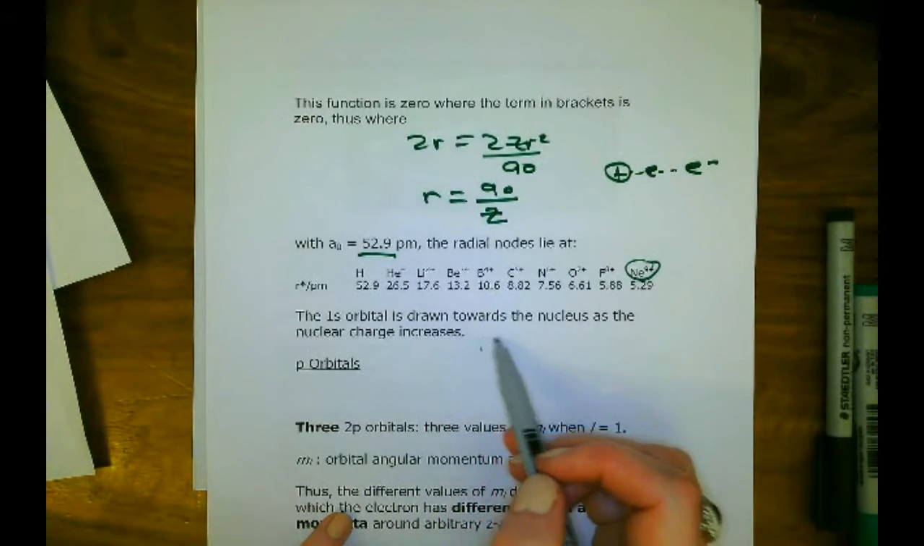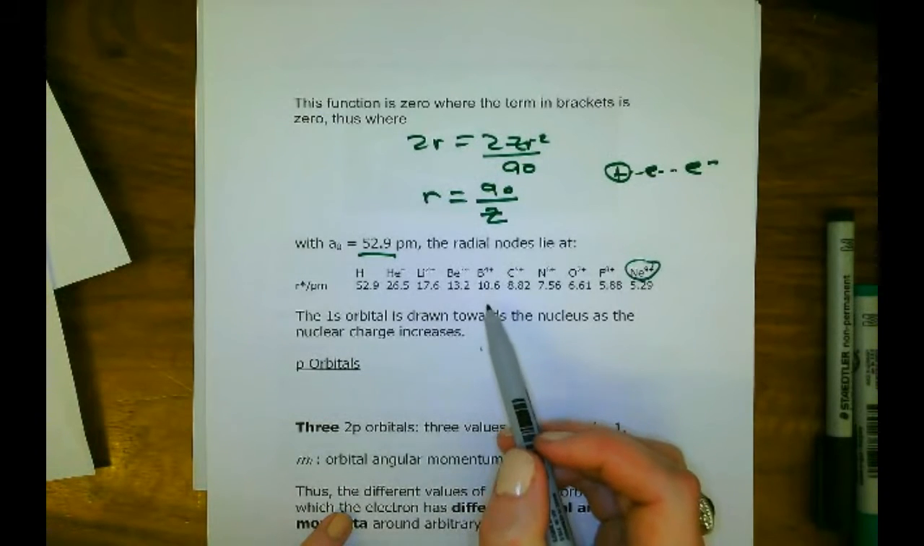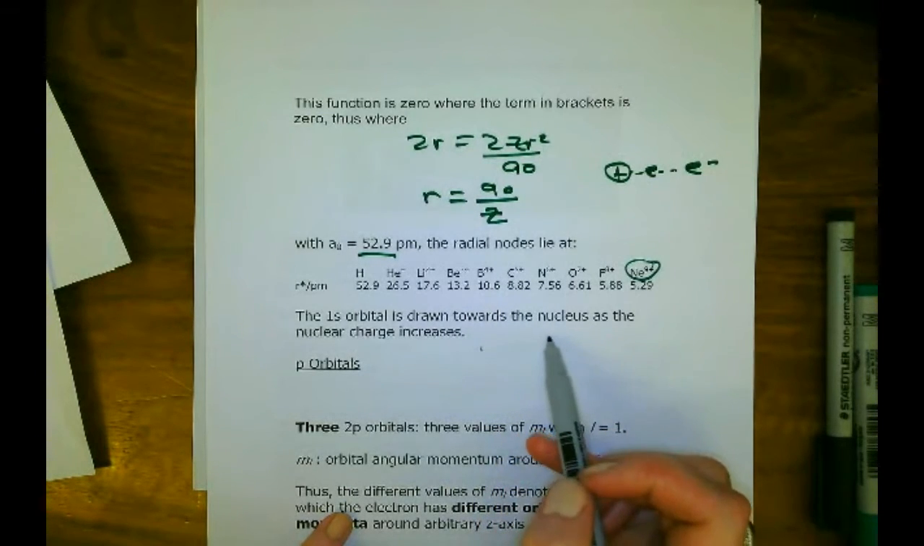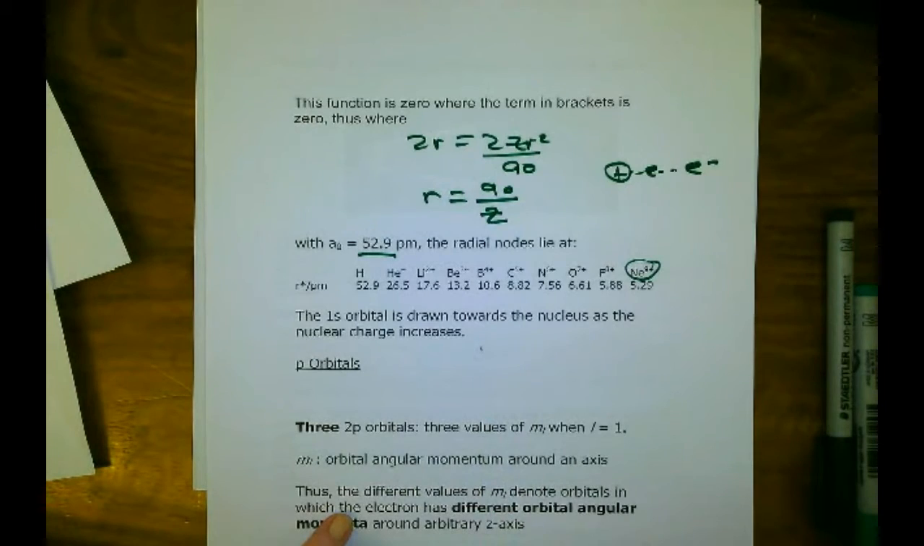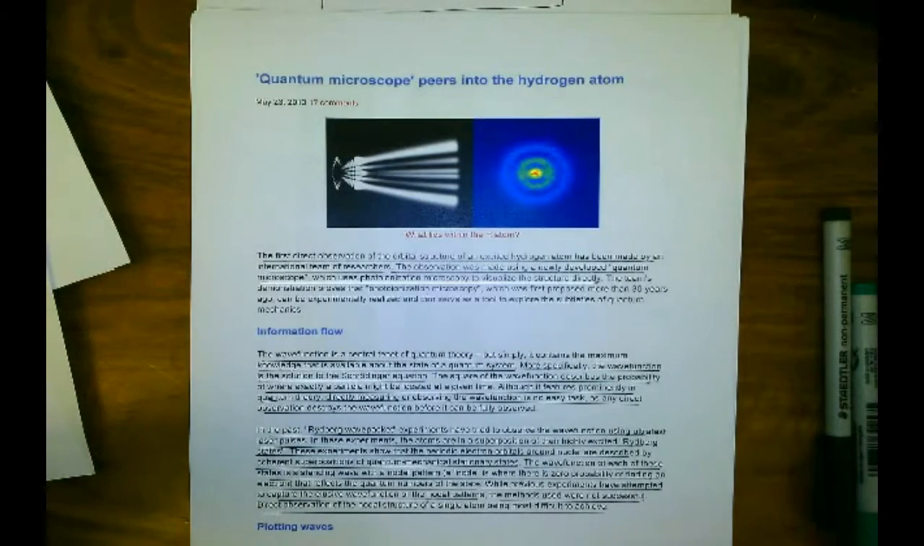So the take-home message is that we use the radial distribution function to get probabilities when we are dealing with an atom, in this case specifically a hydrogenic atom.